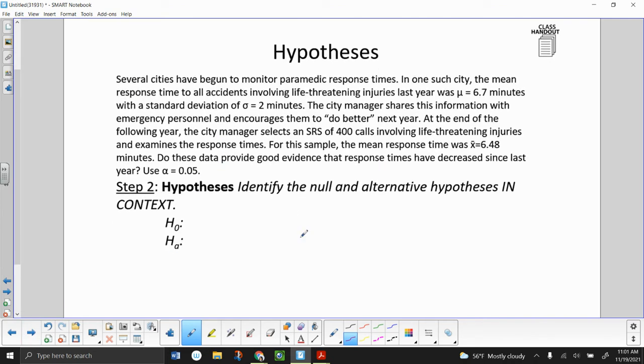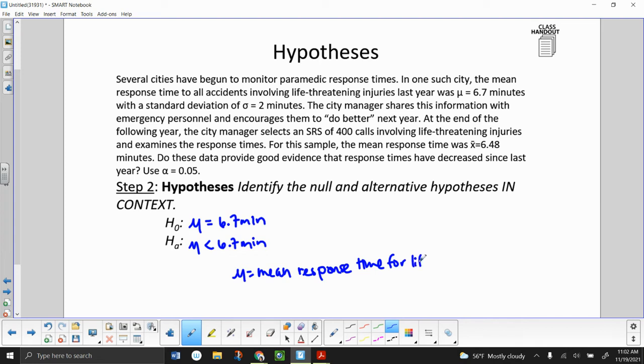All right, in terms of our null and alternative hypothesis, well, our null, we know that it's a one sample mean problem, so it's going to be mu is equal to 6.7 minutes. And our alternative hypothesis, we want to know if mean response times have decreased since last year, so mu less than 6.7 minutes. Okay, where mu stands for the mean response time for calls involving life-threatening injuries.